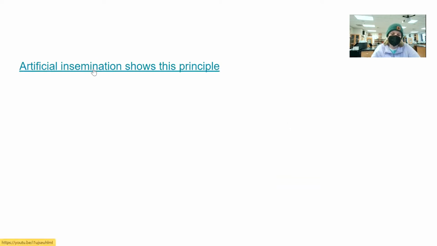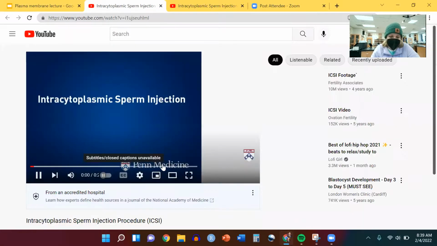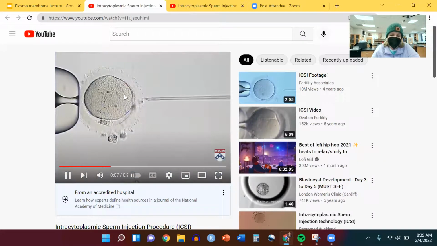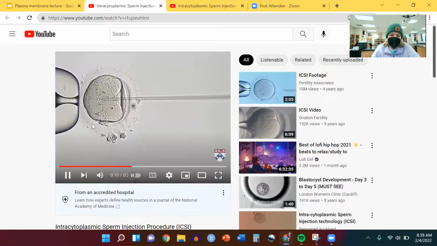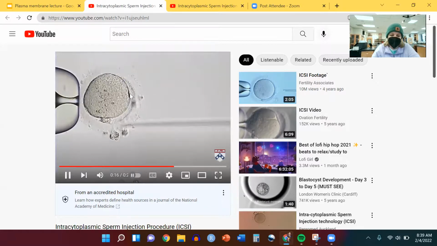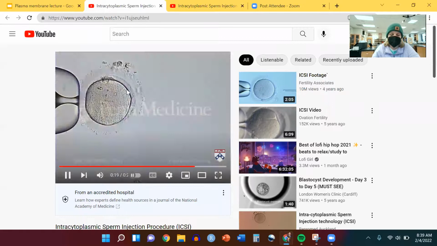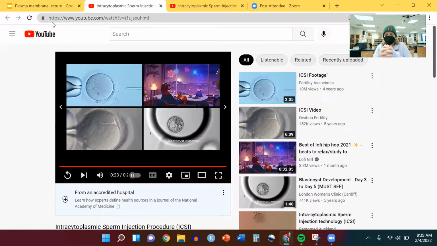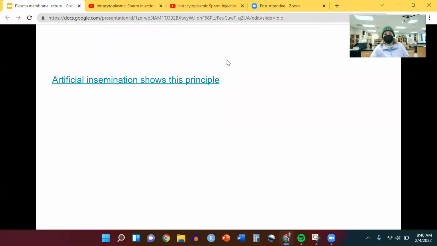And so here is a YouTube video showing this for realsies. This is an artificial insemination, but you guys can see here's a needle puncturing the plasma membrane, and so they can insert the sperm into this egg cell. And when they withdraw the needle, the egg cell's plasma membrane is able to seal up, and it's just fine. It's not actually damaging the cell. And so that's what we want, to maintain that fluidity.